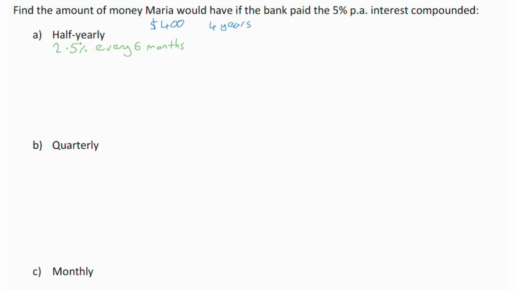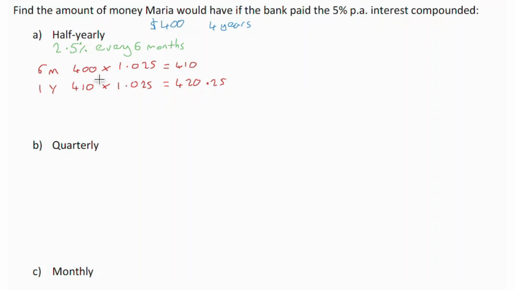So, for example, after 6 months, she has $400 times by 1.025, which is 410. And then after 1 year, that 410 is going to be increased by 2.5%, and she's going to have $420.25.